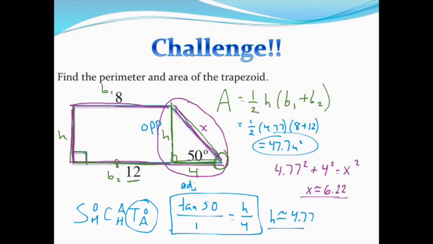And so finally, to get my perimeter, let's add up all 4 sides that we have. The side we just found was 6.22. The height, which is the opposite side on the left of the figure, was about 4.77, and then the 2 bases were 8 and 12. Adding all those values together gets me a perimeter of about 30.99 units. Again, you may be slightly off depending on where you rounded it, but as long as you're within that ballpark, I'd say you did a fantastic job.